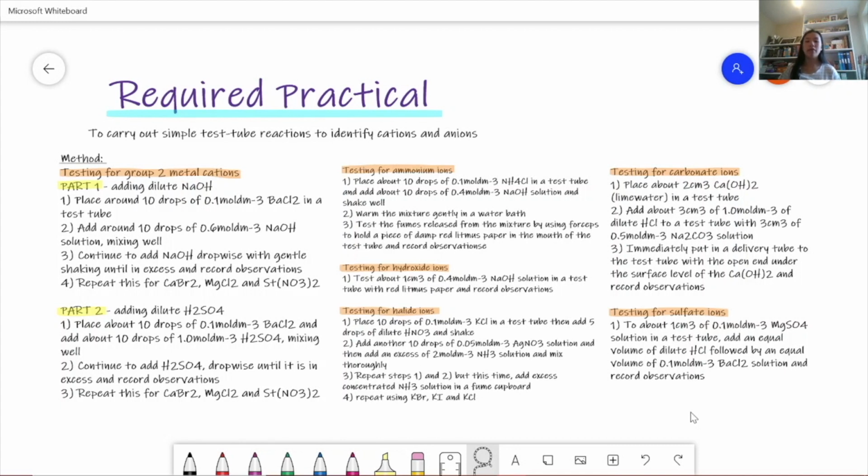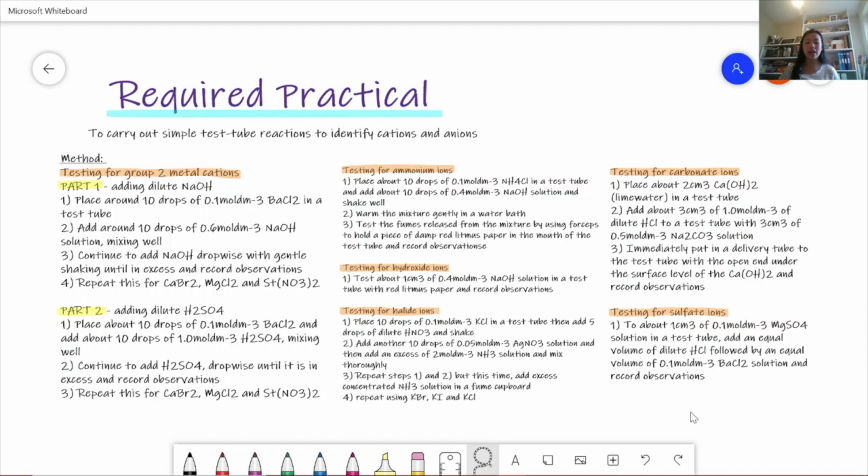For the fourth test, testing for halide ions, we place 10 drops of potassium chloride into a test tube and then add 5 drops of dilute nitric acid and shake. The reason we do that is to remove all the carbonate ions and some maybe OH minus ions, because they can also form precipitates at the end with the silver plus ions. And so we wouldn't be able to tell whether it was halide ions or if it was just carbonates.